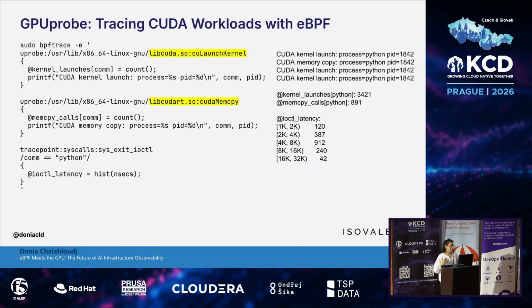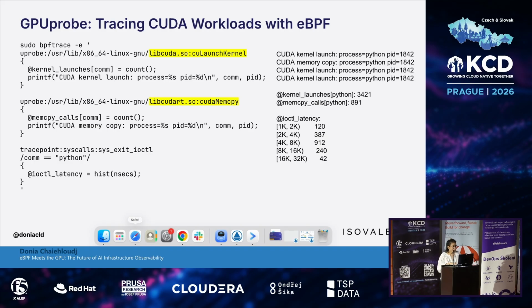The GPU probe is using some different functions that are available from CUDA. We have one that is cuLaunchKernel, again, to see each time the GPU kernel is accessed. And cudaMemcpy enables us to see all the data transfers done between the CPU and the GPU. And then you have output like that. If you're not familiar with eBPF, bpftrace here is just a tool to probe Linux kernel events.